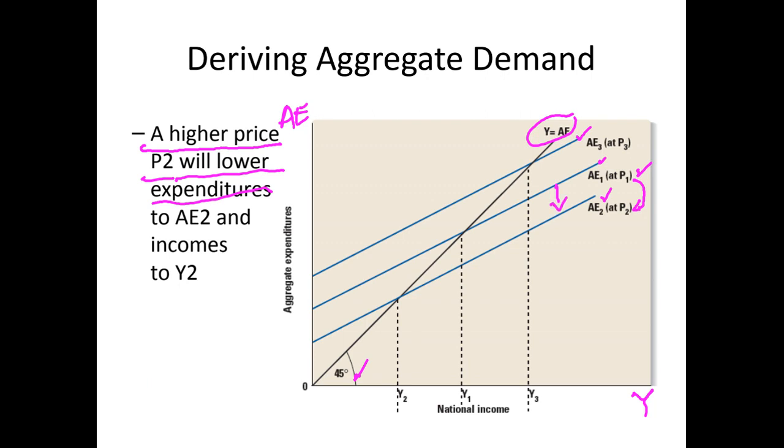That is less expenditures. If price decreases, you are going to buy more. You are going to spend more. So aggregate expenditure will increase. What you have to remember in this diagram is that P1 is less than P2. This P2 price is greater than P1 and P3 price is less than P1. Okay.